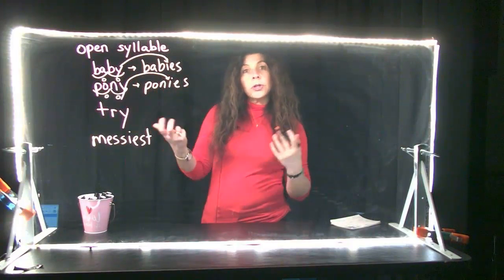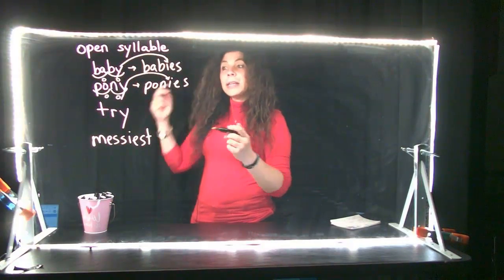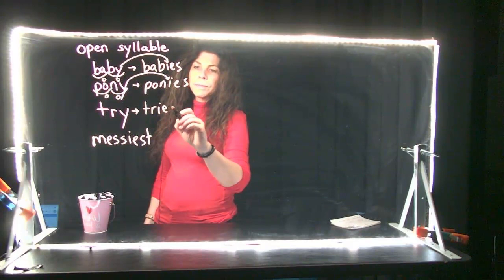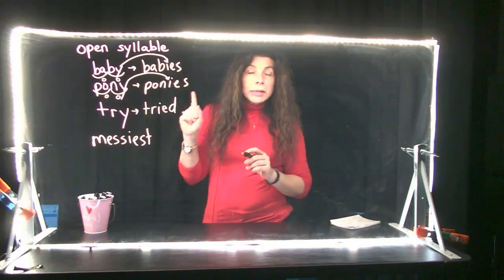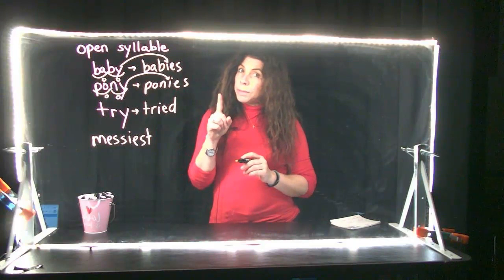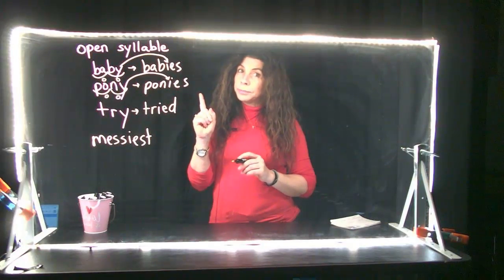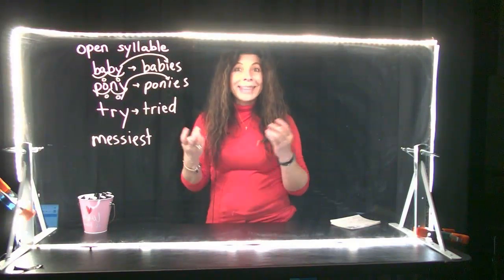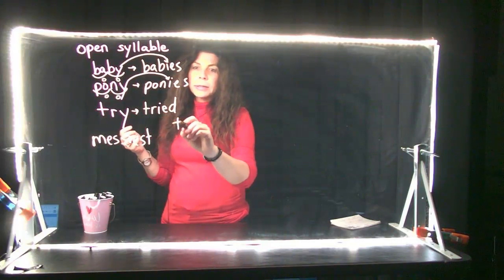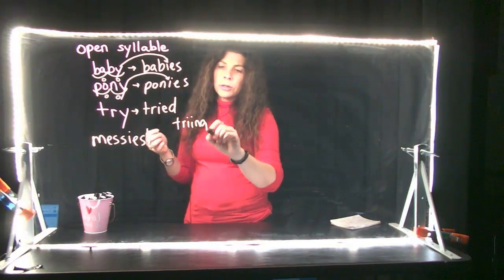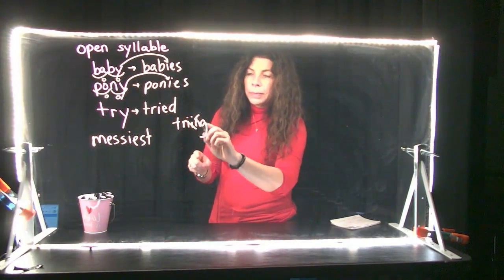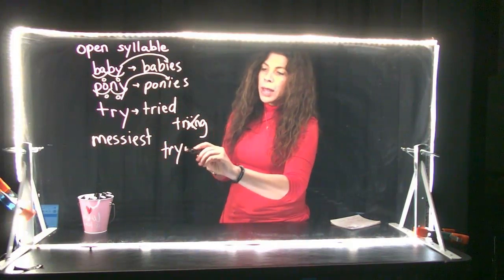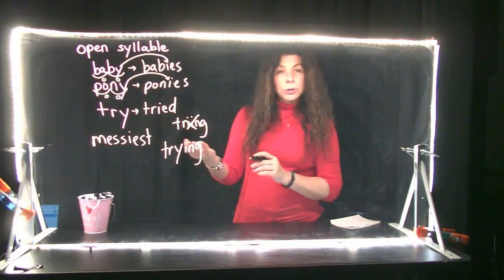There's a one syllable word, try. Now, if you want to say he tries or he tried in the past tense, now the only time you keep that Y, remember, is when you add which suffix? Right, when you add the ing, because you're not going to write trying with two I's. That doesn't look right. The only time you keep the Y is when you add the suffix ing.